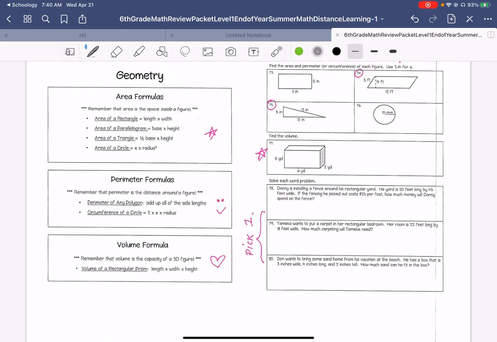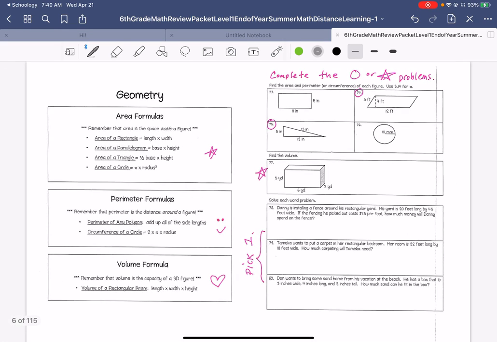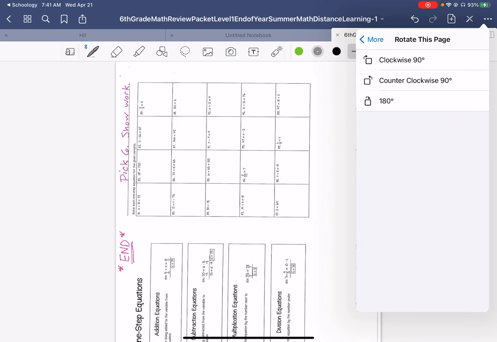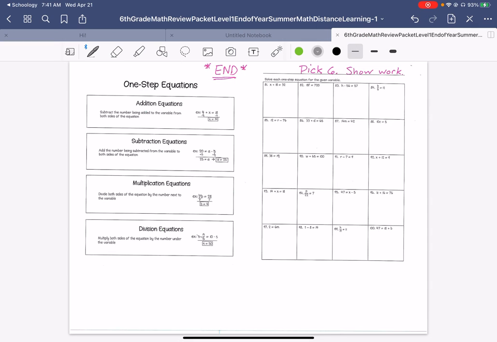Talking about volume, I kind of went in and chose which ones I think you should be able to do. Volume down here, volume equals length times width times height. Remember, your formulas are over here, and you have a bunch of reference sheets I gave you. I think that might be, no, there's one more. Again, go through this as if we're in math class. If it takes you longer than 30, 40 minutes, stop. If you want to go through it, that's fine.